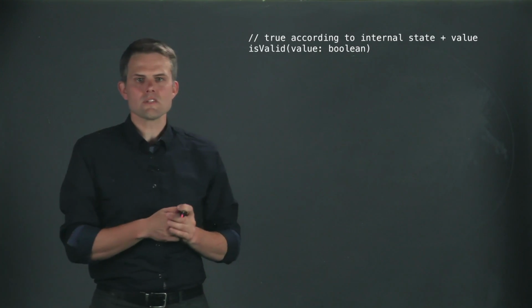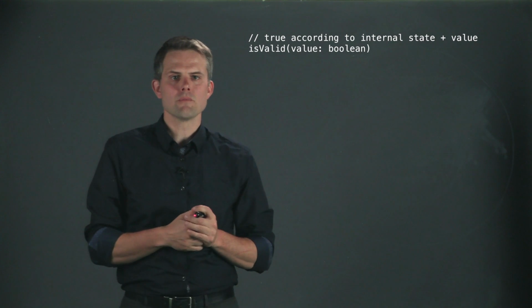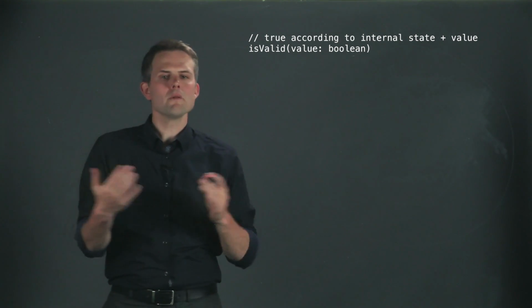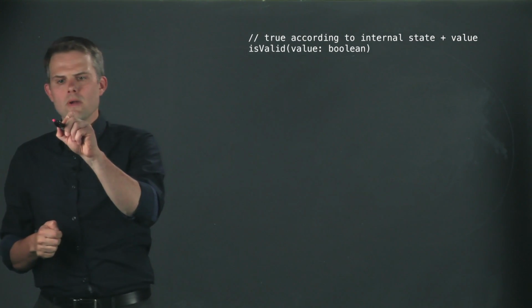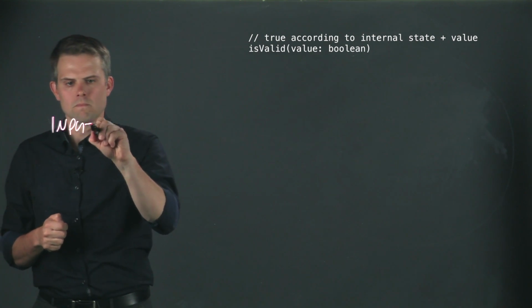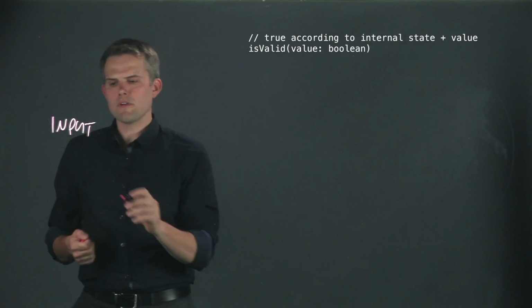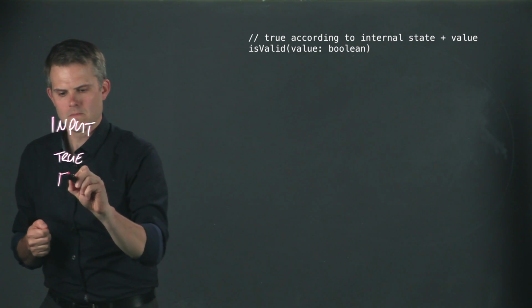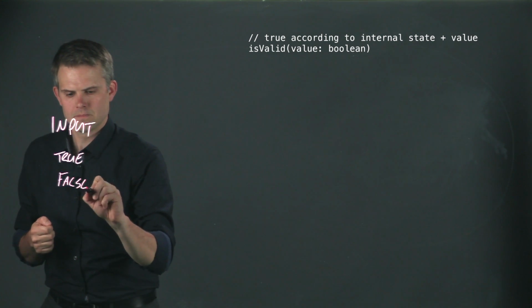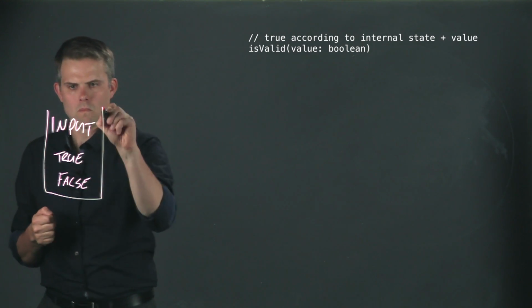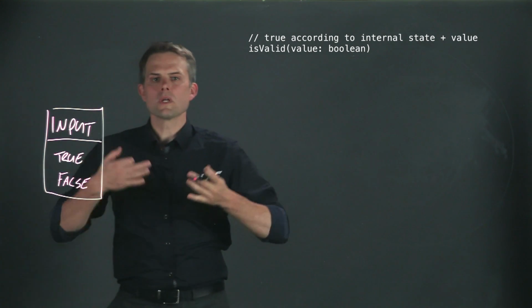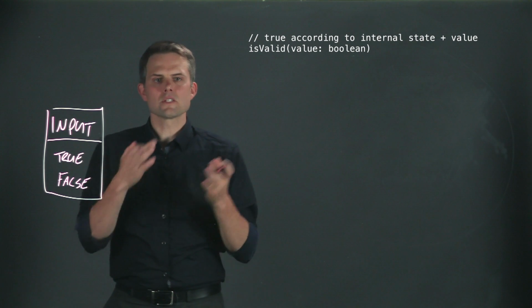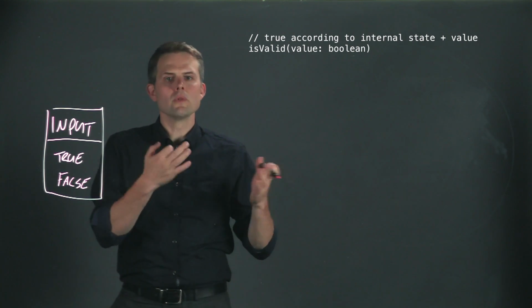So here we have a function isValid, and all it does is take a Boolean and return a Boolean. Let's think about what inputs it can be provided. Here we have input, and the only inputs that we can have here are true and false. So in this case, we can clearly see that we can exhaustively test the isValid function, and it's really no problem to do in practice.